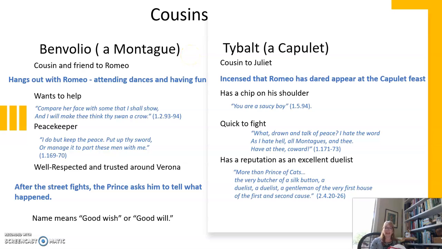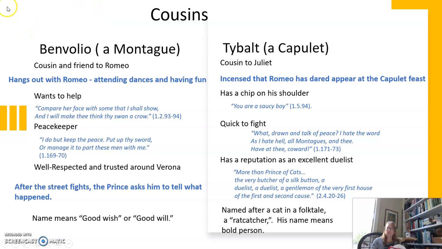He is more than Prince of Cats. He is a duelist of the first house and the second cause. His name comes from a cat in the folktale. He is a rat catcher, and the name Tybalt means bold person.